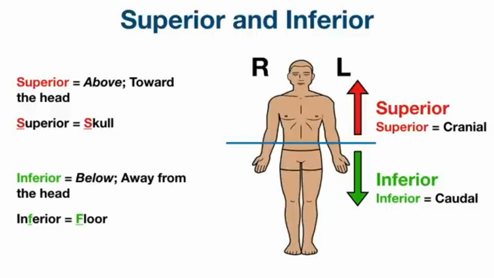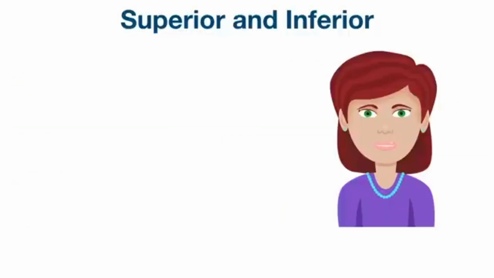Another name for superior is cranial, which makes sense because we're moving toward the cranium or head. Another name for inferior is caudal. Caudal means tail, so it makes sense that inferior is also known as caudal because we're moving toward the tail or away from the head. Let's look at some examples of superior and inferior.